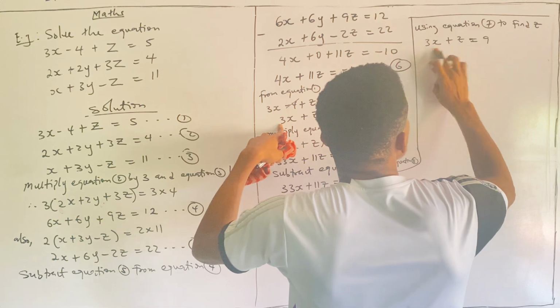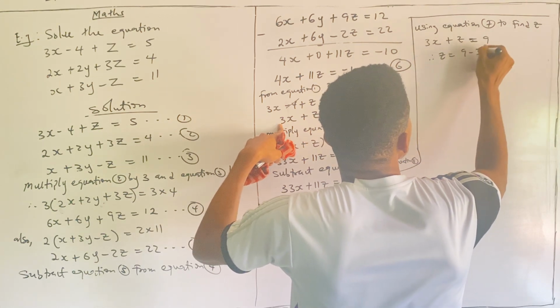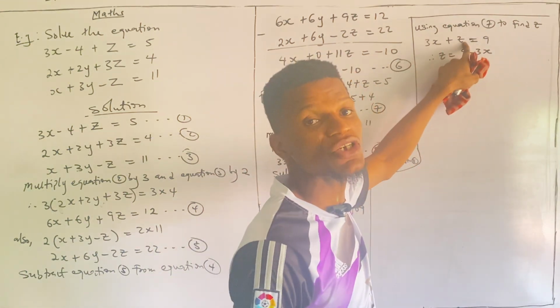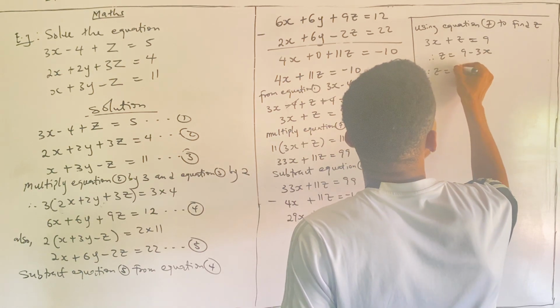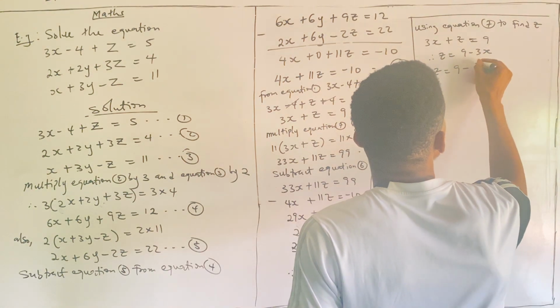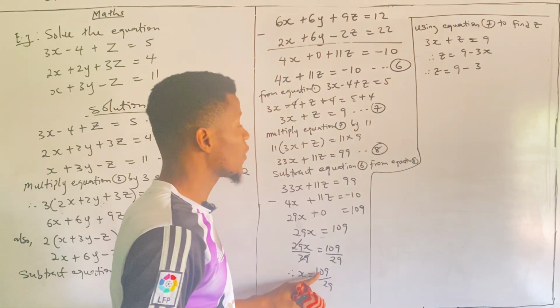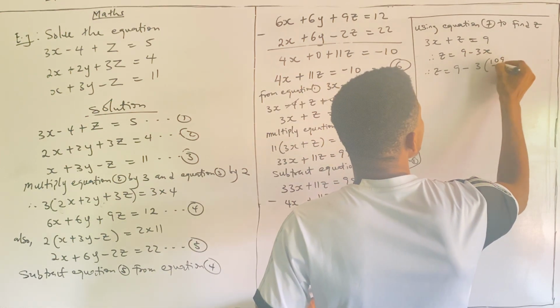Alright? So we can subtract 3x from both sides, therefore making z equal 9 minus 3x. Now remember, we subtracted 3x from both sides. I want to make z the subject, alright? So therefore, our z will be equal to 9 minus 3 times x. Our x is 109 over 29. So this is 109 over 29.